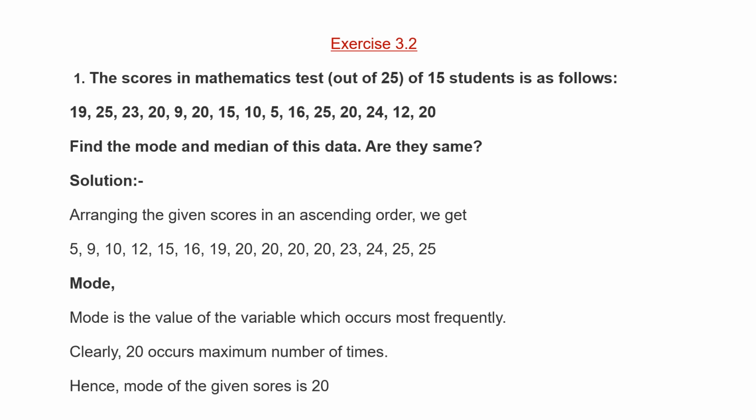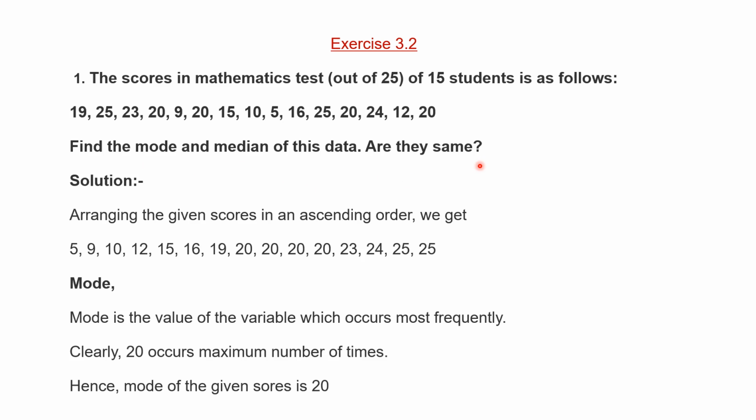Here I have selected a few important questions. The first one is like this. The scores in a mathematics test out of 25 of 15 students are as follows: 19, 25, 23, 29, 20, 15, 10, 5, 16, 25, 20, 24, 12 and 20. Find the mode and median of this data.